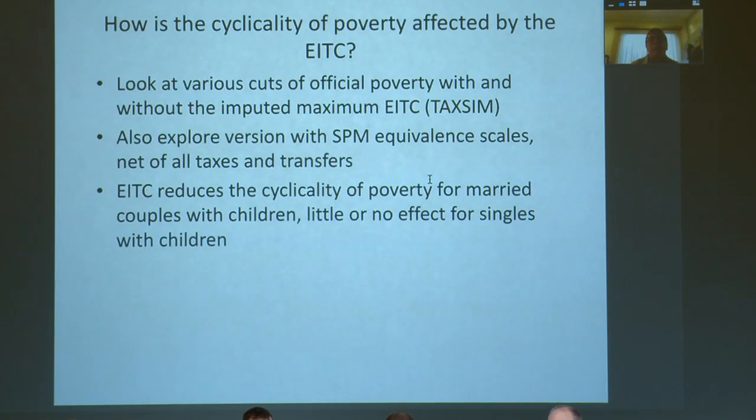So then we also considered how cyclicality of poverty is affected by the EITC by looking at various cuts of official poverty with and without the imputed maximum EITC from TaxSim, and found that in this static sense, the EITC is reducing the cyclicality of poverty as well for married couples with children, but there's little or no effect for singles with children. So again, the EITC has other great characteristics, including increasing work and actually improving kids' test scores and improving health, but it is not a good countercyclical program because of the way it is designed.